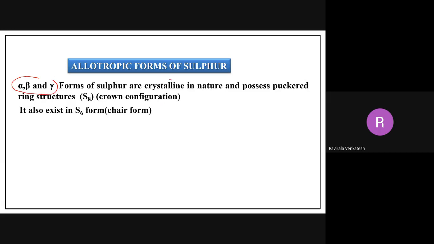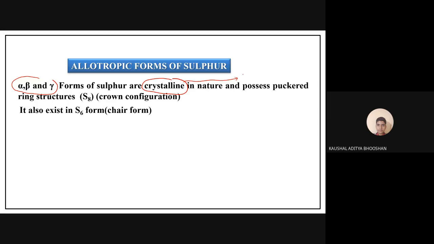Do you know the meaning of crystalline? How do they appear in crystalline nature? How does crystalline look, beta? What are the two types? Crystalline and amorphous. Does anyone know the difference between crystalline and amorphous?